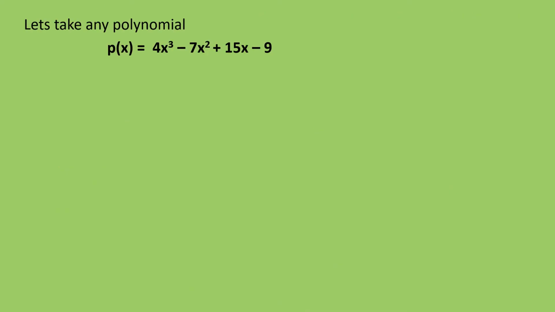Let's take another example of a polynomial. We have p(x) equals 4x cubed minus 7x square plus 15x minus 9. In the earlier classes also we have discussed that a polynomial or an algebraic expression is made up of terms. If we see here, this polynomial is made up of 4 terms. First is 4x cubed, second is minus 7x square, third one is 15x, and the fourth one is minus 9. So this polynomial consists of 4 terms.